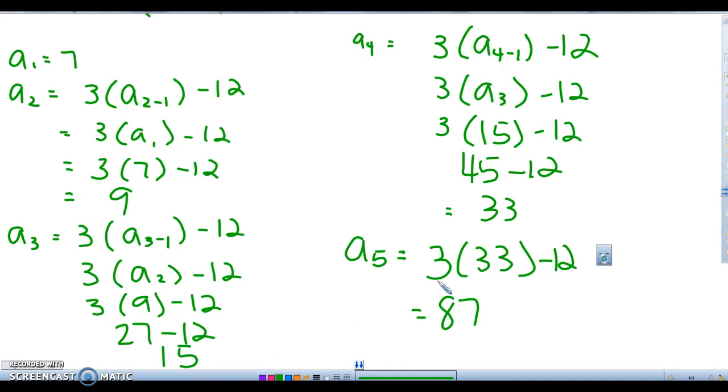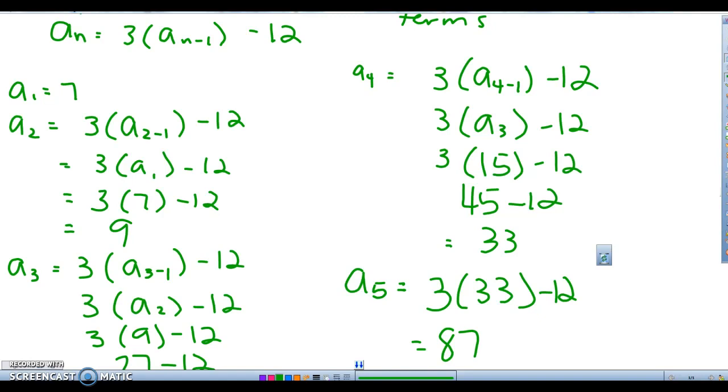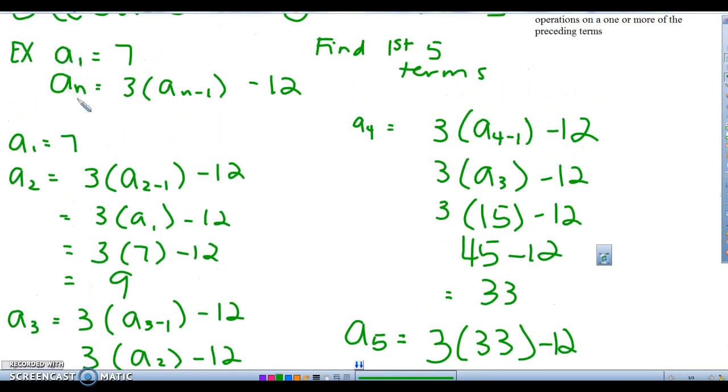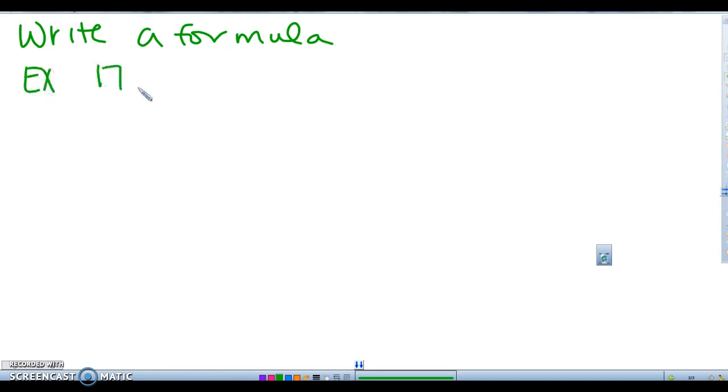Okay, so that's one neat thing we can do with recursive formulas, if they give us what the first term is and what formula we need to use, which is what they gave us in the beginning. But there's so much more we can do with recursive formulas. In fact, we can take a sequence that we're starting with and write a formula. So we can take a sequence. Let's say we're starting with 17, 13, 9, 5.